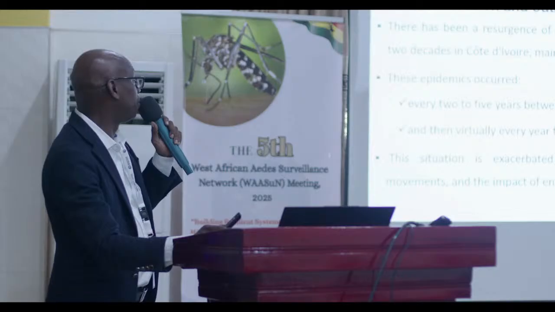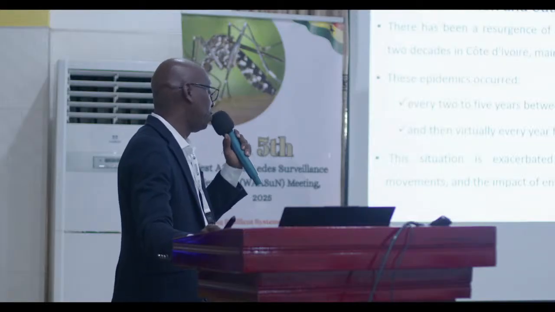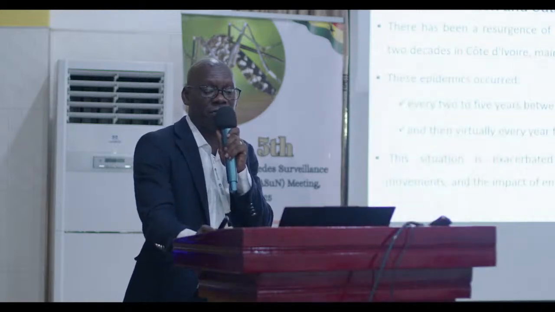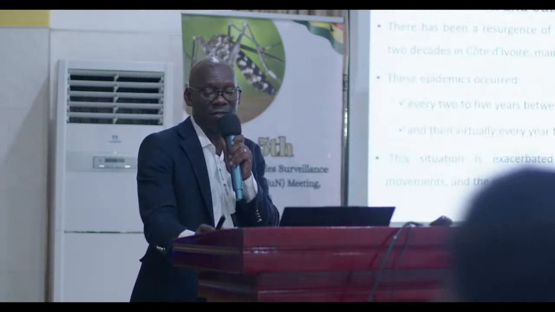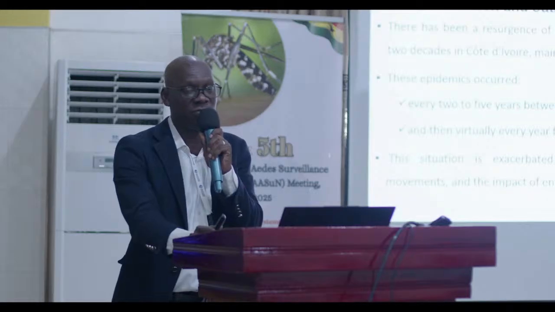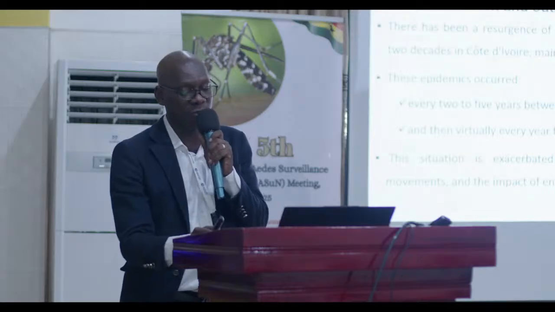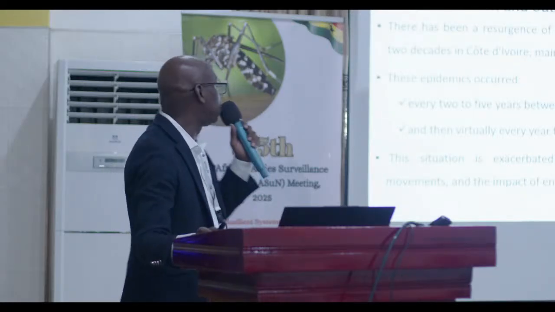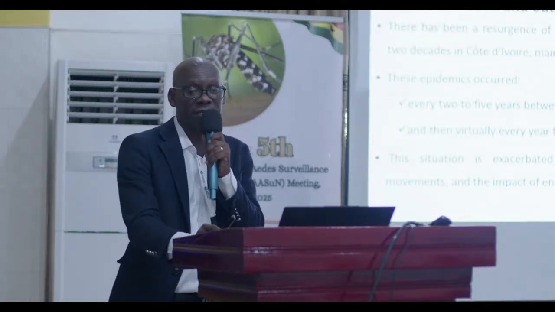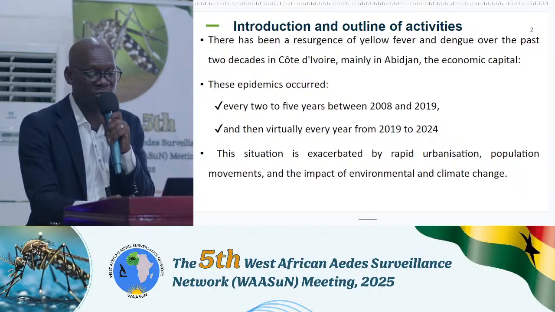In Côte d'Ivoire, over the last two decades, we have had many resurgences of yellow fever and dengue fever. What we observe is that between 2008 and 2019, every 2 to 5 years, we had a dengue or yellow fever outbreak. But since 2019, every year, we have an outbreak of dengue or yellow fever. Given this situation, we can think that rapid urbanization, population movement, and the impact of environmental and climate change can increase it.